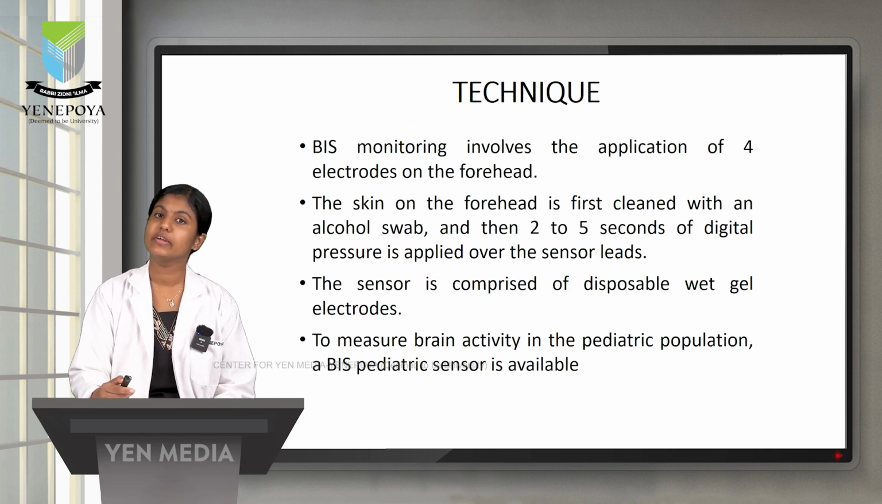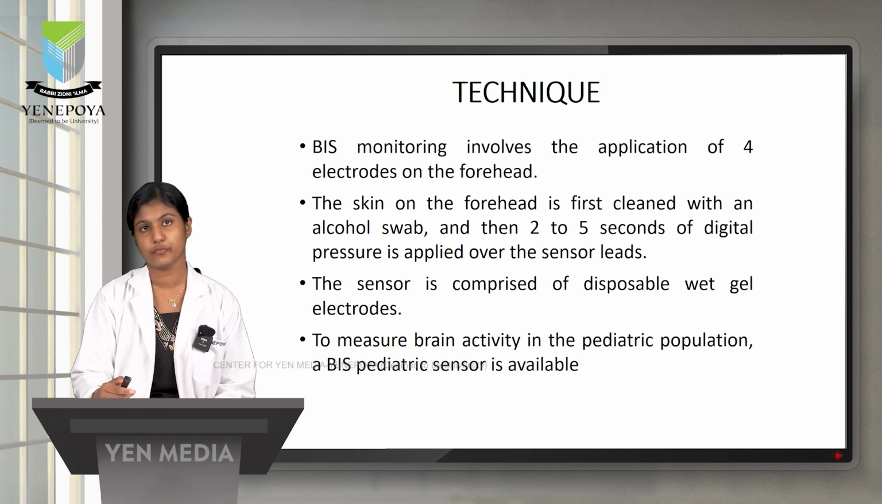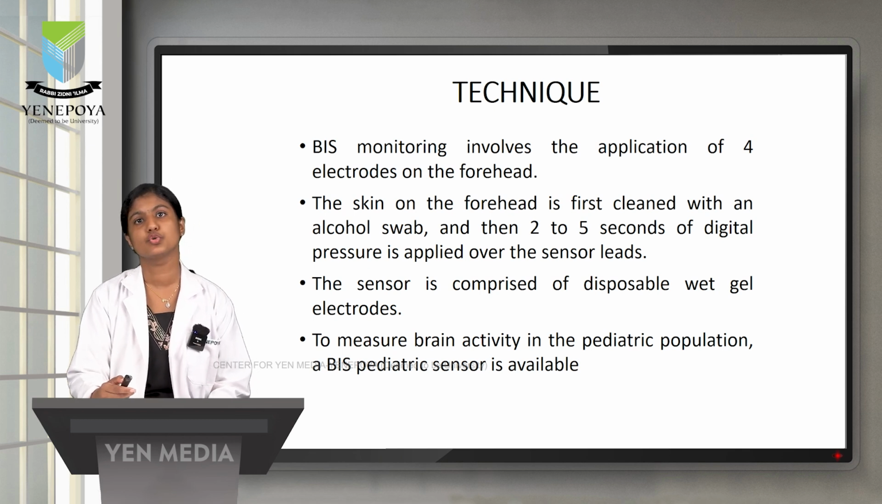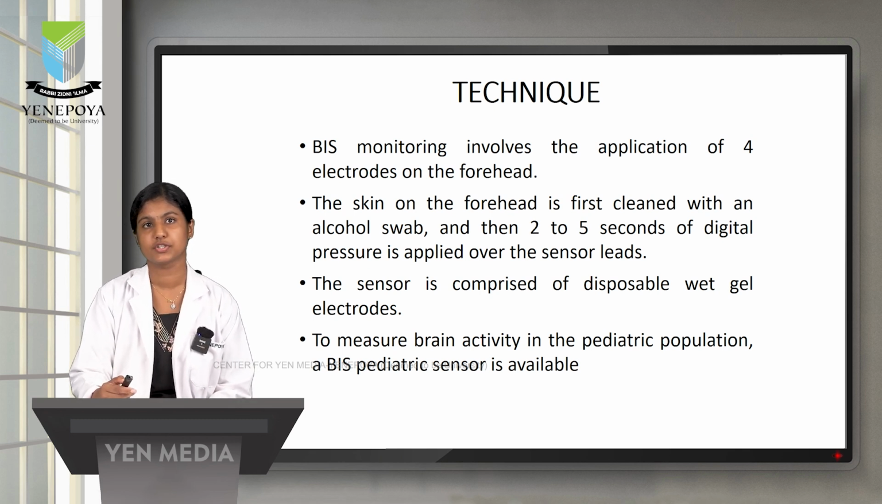So the technique, how will we do this BIS monitoring? BIS monitoring involves the application of 4 electrodes on the forehead. The skin on the forehead is first cleaned with an antiseptic alcohol swab, and then 2 to 5 seconds of digital pressure is applied over the sensor leads so that they stay in place. The sensor is comprised of disposable wet gel electrodes. In the pediatric population, if you want to measure brain activity, a BIS pediatric sensor is also available.